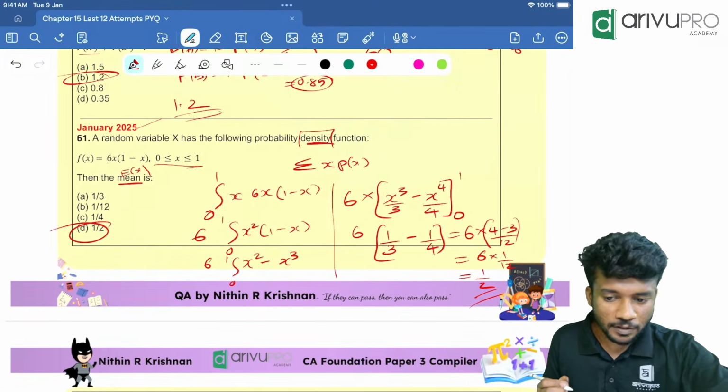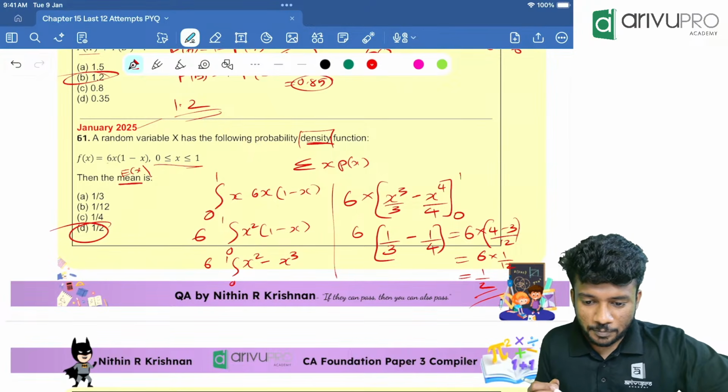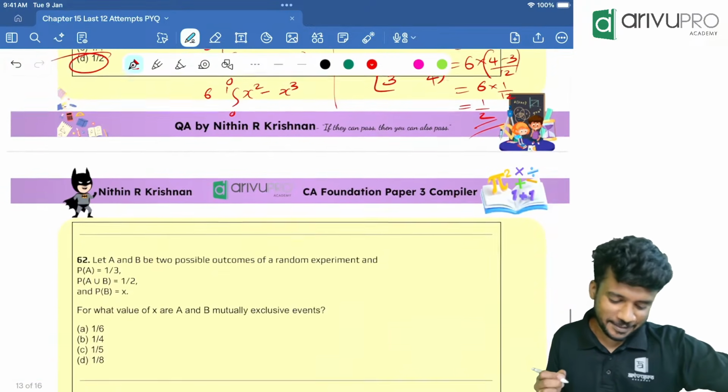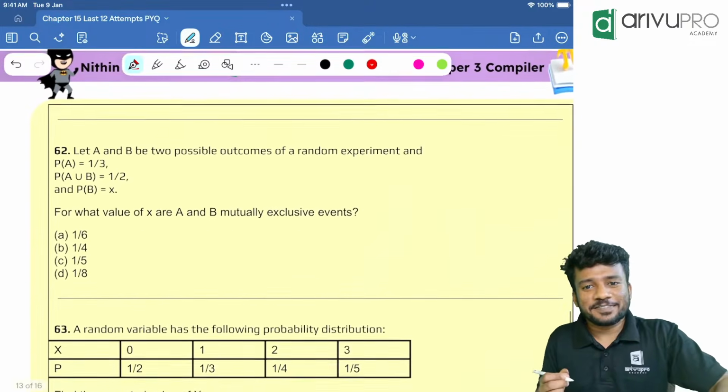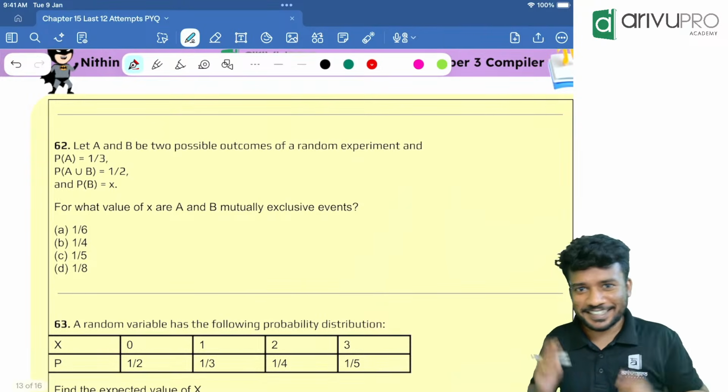Yes. Sir, 60B Pro CA ano? Yes. Power Max teacher. Yes. Next one.